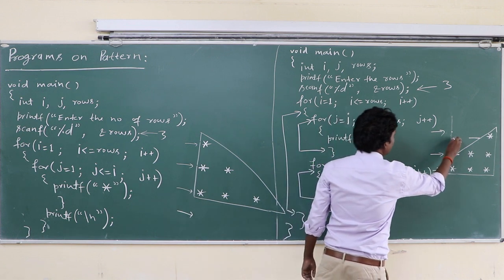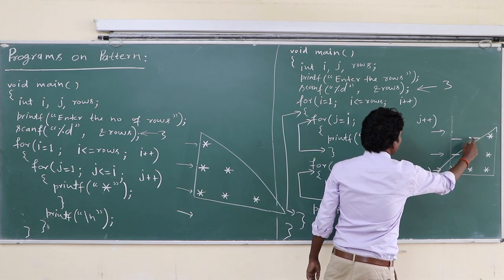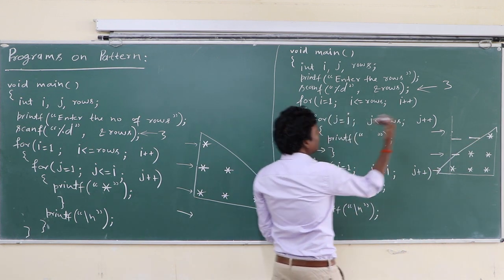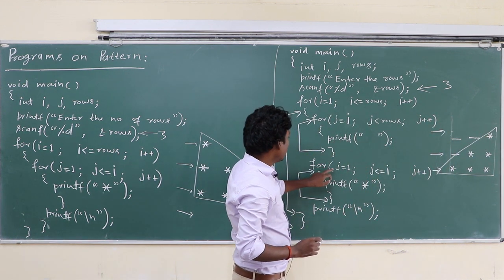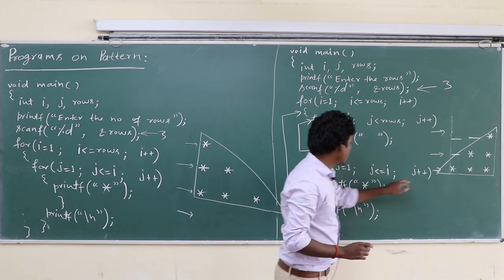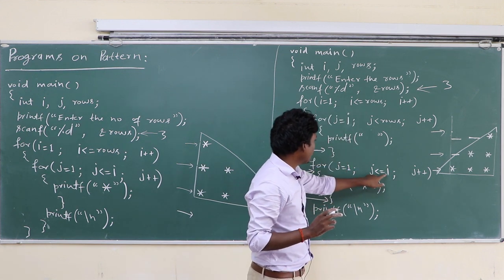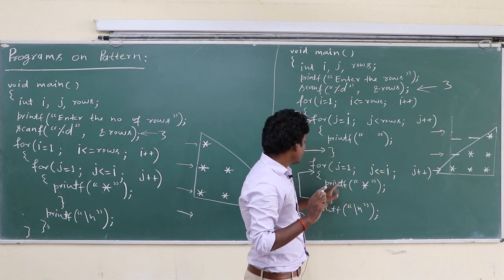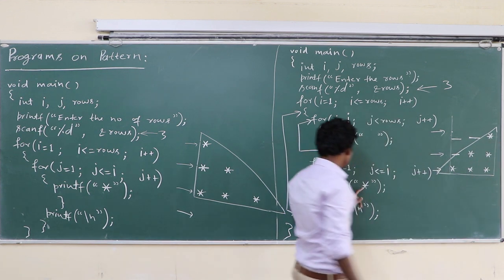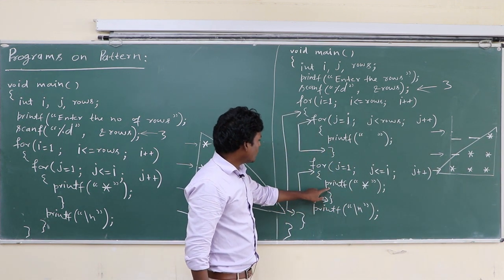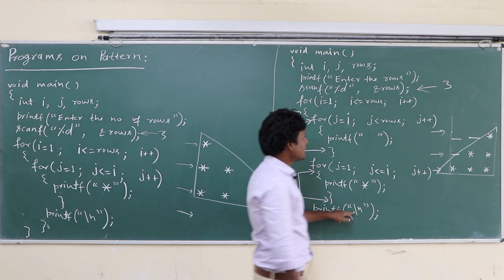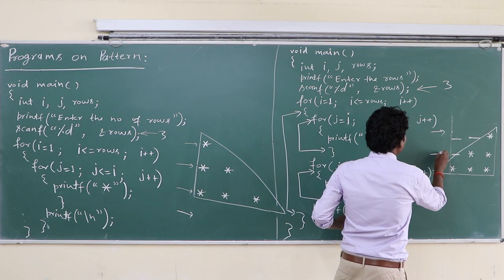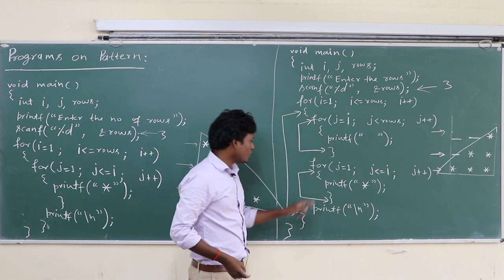So 2 space characters are printed here, which will not appear on the output screen. Now control exits from here: j equal to 1, j is less than i, j plus plus. i has value 1, so this loop executed once, and this asterisk is printed here. Now control exits from here and comes to here, and this printf prints the backslash n and puts the control on the next row.